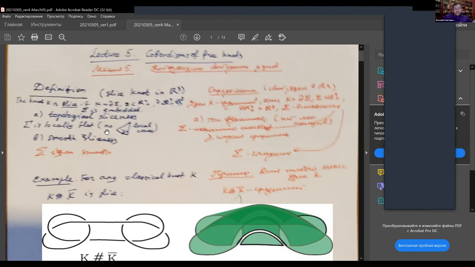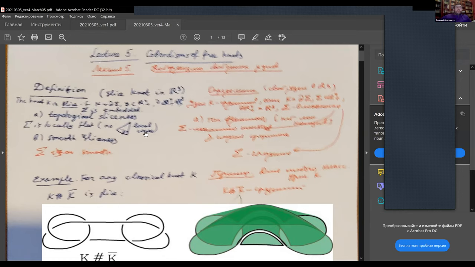The cylinder can be looked at as follows. We just consider a knot in R3, and we take the center of the ball, and from this center we take rays to the knot.